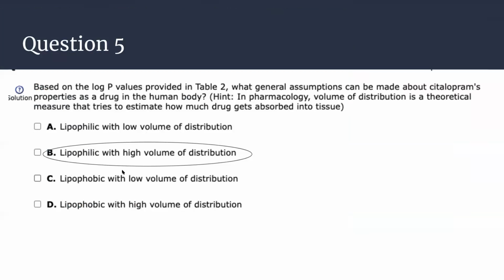And then if it's lipophilic and it can distribute into the fatty tissue of the body, that means that it has a higher volume of distribution. Does that make sense?